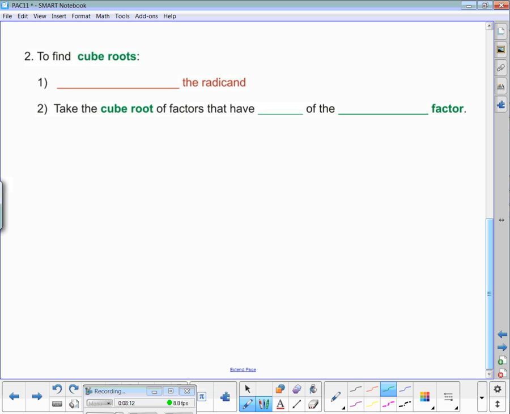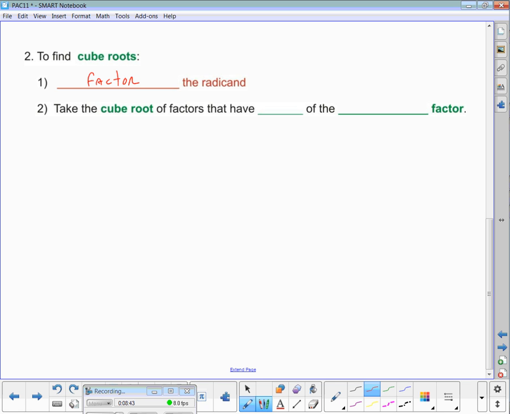All right, number 2. Define cube roots. Just like we did in square roots, it's all about factoring the radicand. So factor the radicand. When you were simplifying some of your roots yesterday, you were looking for numbers multiplied times themselves twice because you were doing square roots. Now we're looking for things multiplied times themselves 3 times because we're doing cube roots.